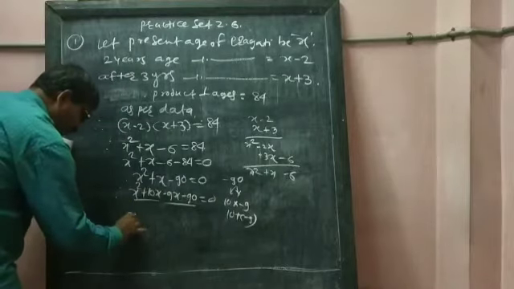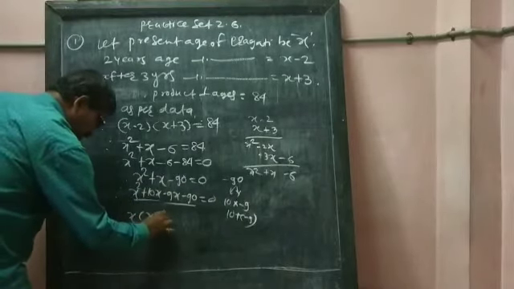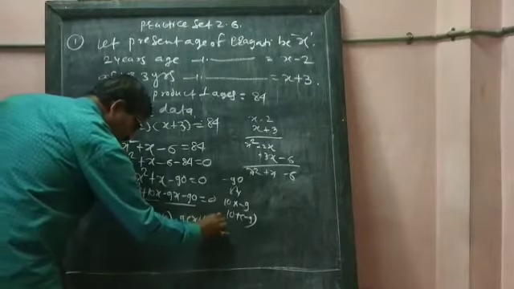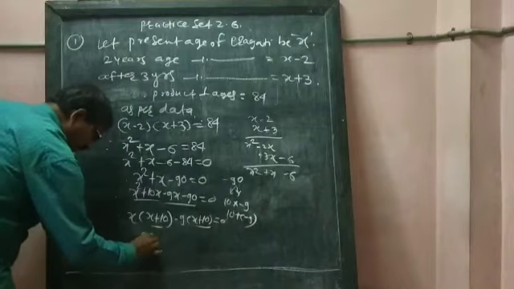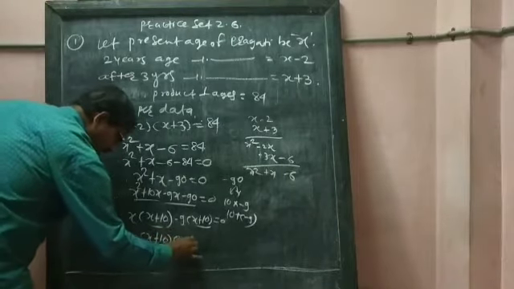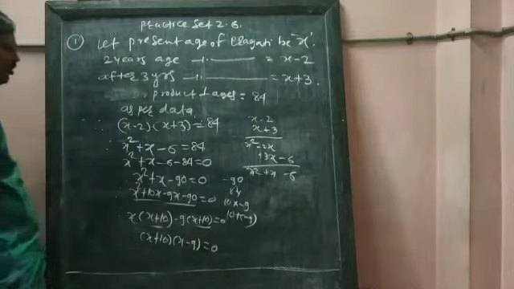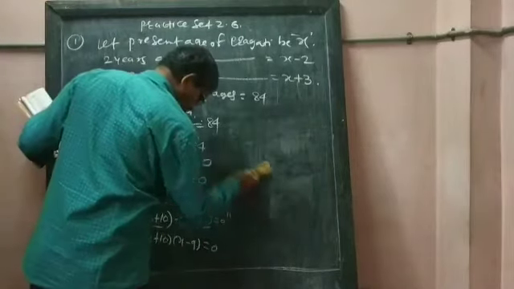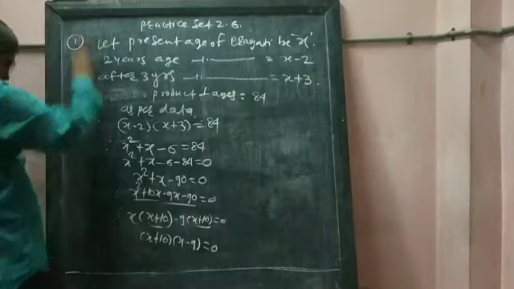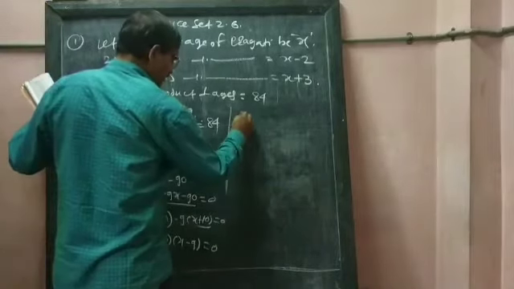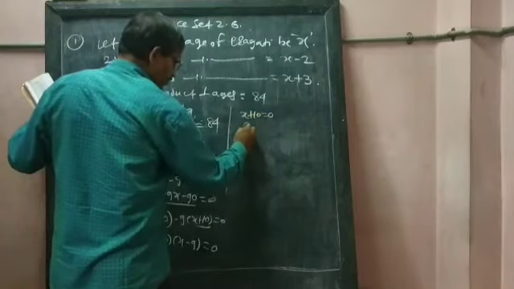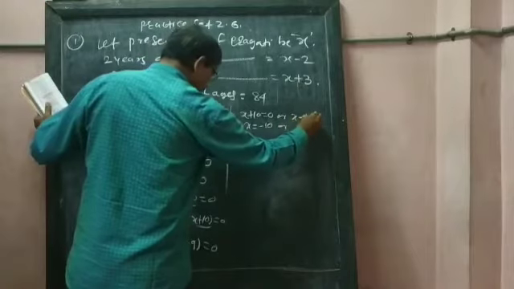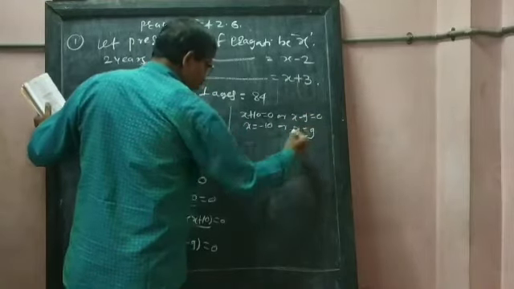Then x is taken common: x into (x plus 10), and from this minus 9 is taken: minus 9 into (x plus 10) is equal to 0. Now what is happening? (x plus 10) and (x minus 9) is equal to 0. Now we have to solve this further. x plus 10 is equal to 0, so x is equal to minus 10, or x minus 9 is equal to 0, meaning x is equal to 9.